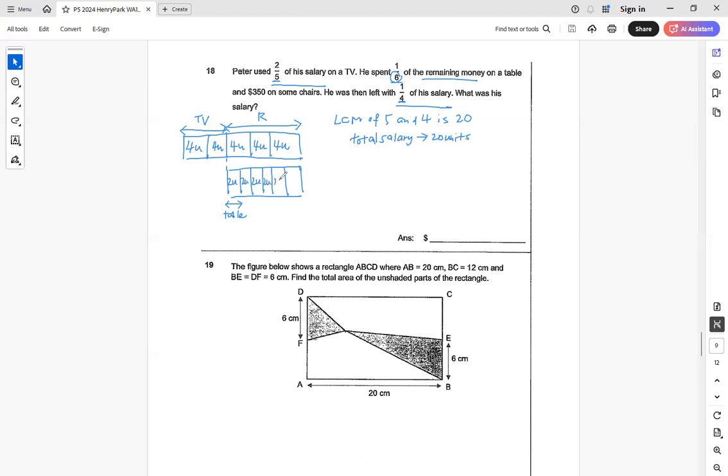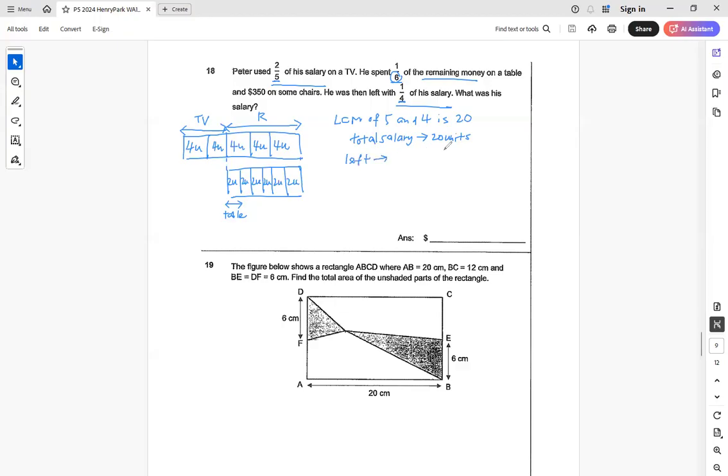Okay, so 2U, 2U, 2U. All right, so I've labeled 2U already. So now let's go back to the question now. The $350, I still have no idea how to label, but now let's see the amount of money left. It says that 1/4 of his salary is left, right? So let's find out how many units is left.